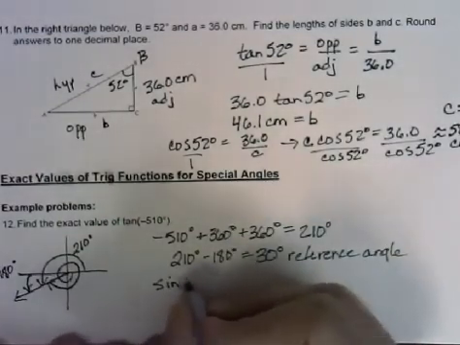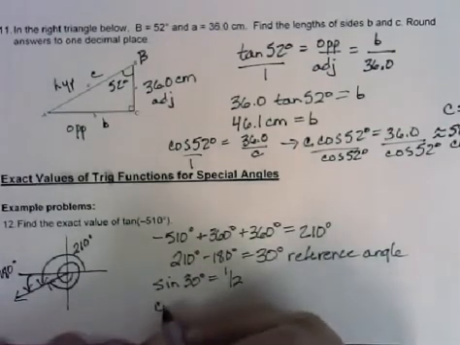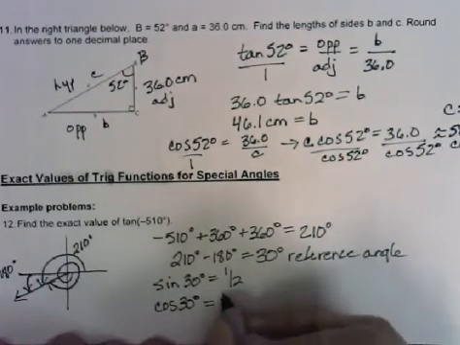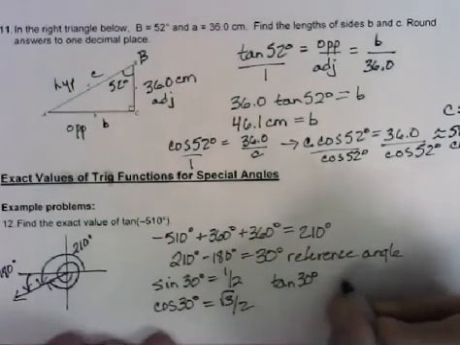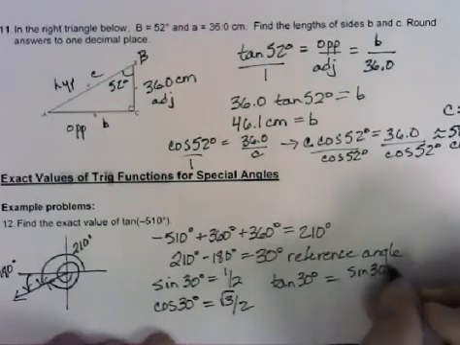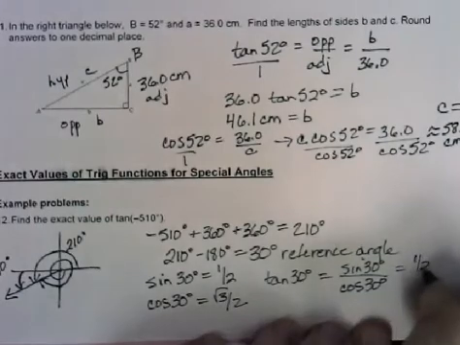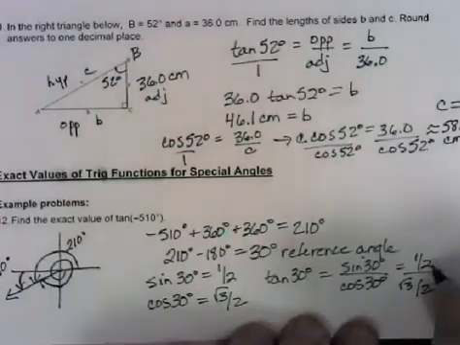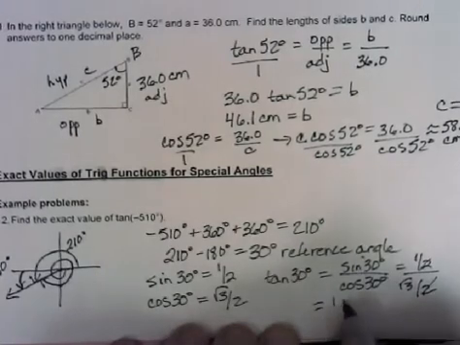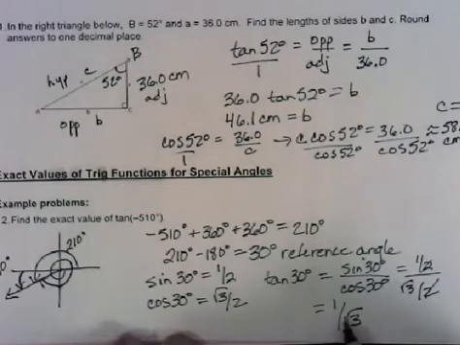So for my memory trick, the sine of 30 degrees is 1/2. The cosine of 30 degrees is the square root of 3 over 2. That means the tangent of 30 degrees is sine over cosine. That's 1/2 divided by the square root of 3 over 2. I can simplify this a little bit by canceling the 2's, and that gives me 1 over the square root of 3. There's my value for the tangent of 30 degrees.